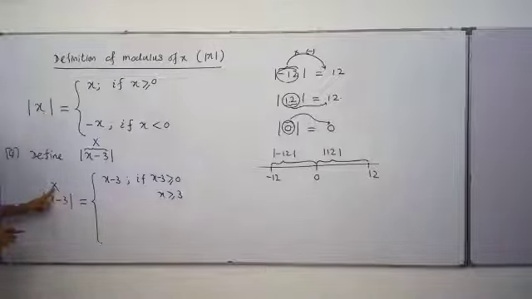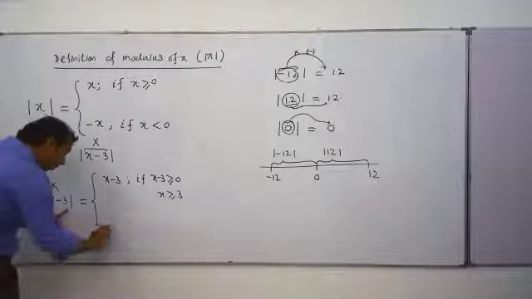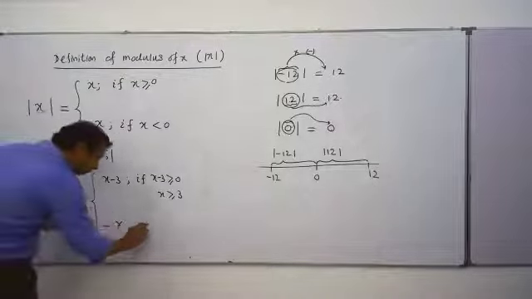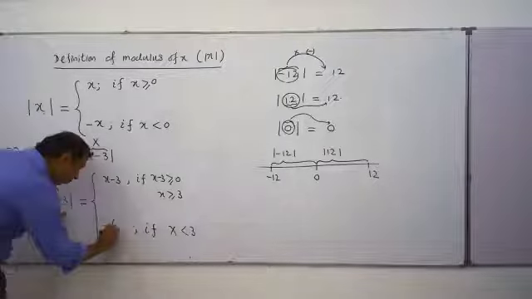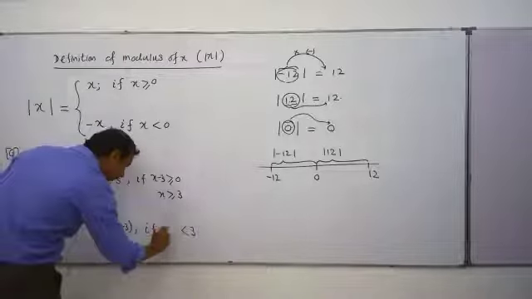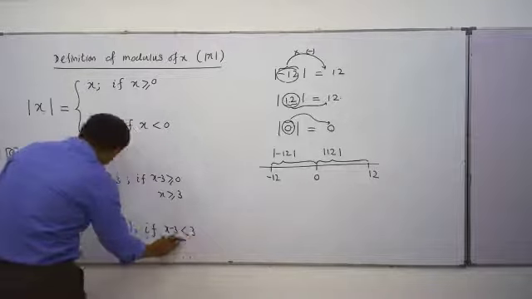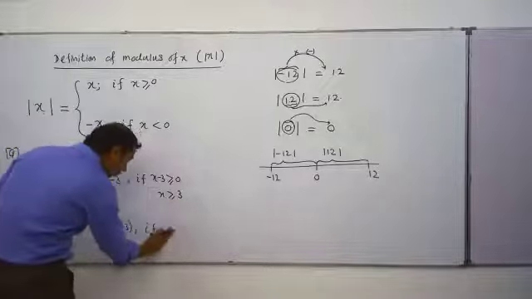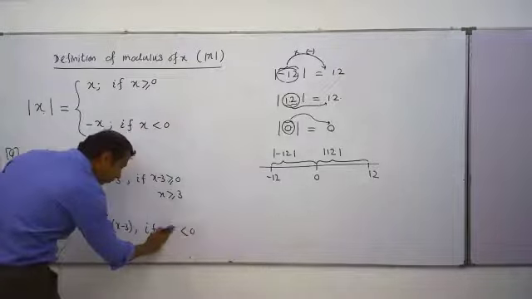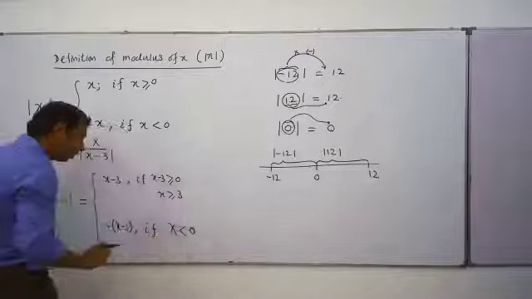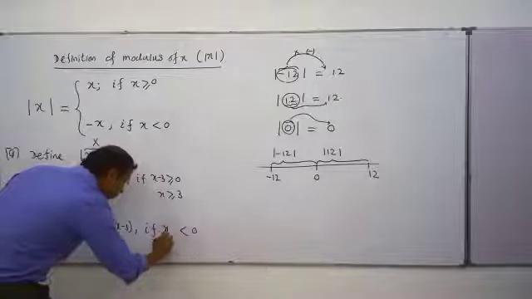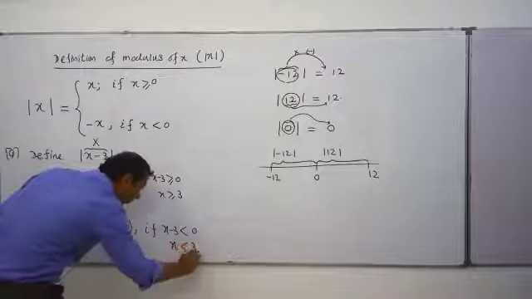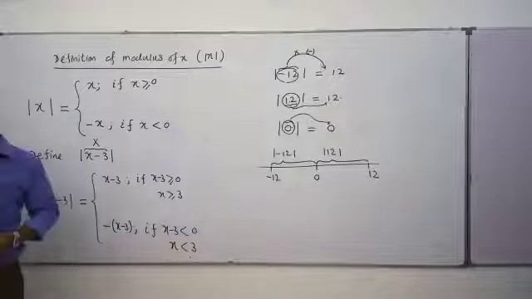This x minus 3 is now capital X. Modulus of capital X will be equal to minus capital X if capital X is less than 0. Sorry, here it was a mistake: X less than 0 should be coming here, no? But capital X means x minus 3. So x minus 3 less than 0, take this to the right hand side: x less than 3, right? So then modulus of x minus 3, we can define like this.